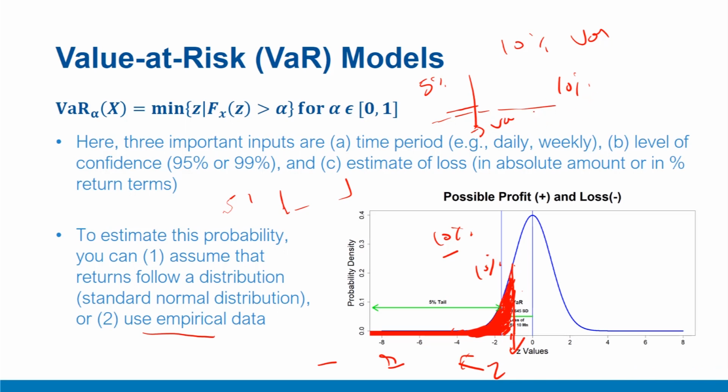For example, let's say your values on the negative side are minus 5%, minus 4%, minus 3%, minus 2%, and minus 1%.